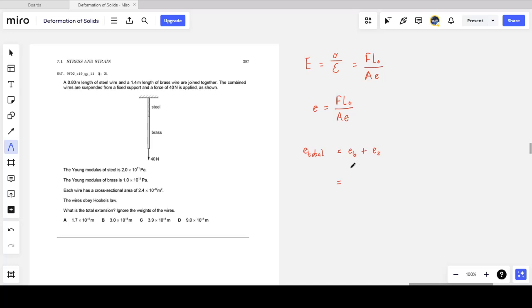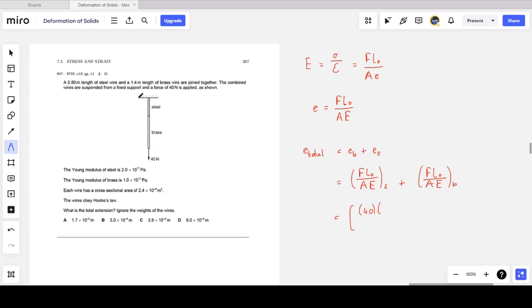And that's going to be F L naught over A. Oh, actually, I have made a mistake in this equation. I rearranged this equation to solve for the extension, so this E in the denominator is big E, the Young modulus. So little e is F L naught over A times big E. So this is F L naught over A times big E for steel plus F L naught over A times the Young modulus for brass. And now it's simply a matter of putting in all the numbers, which will be a little bit messy, but better messy than difficult to solve.